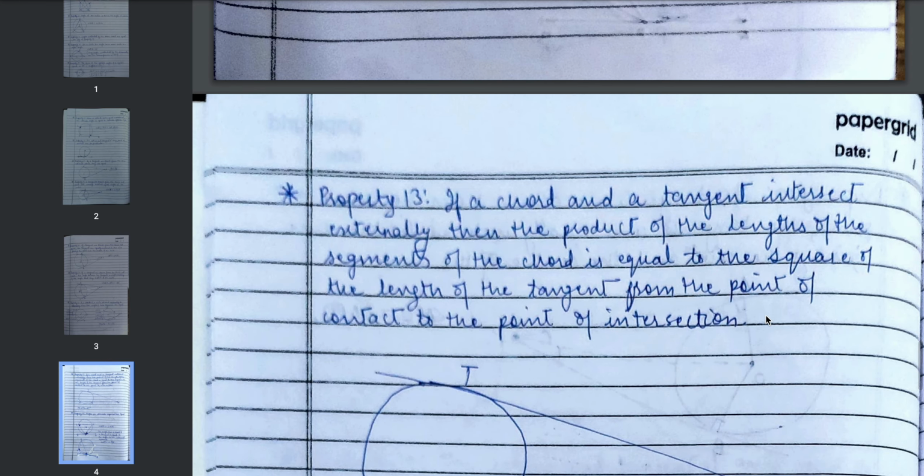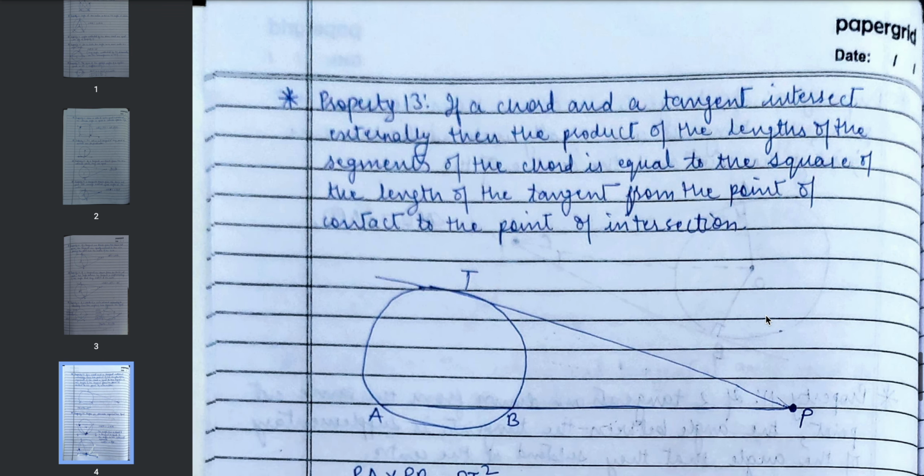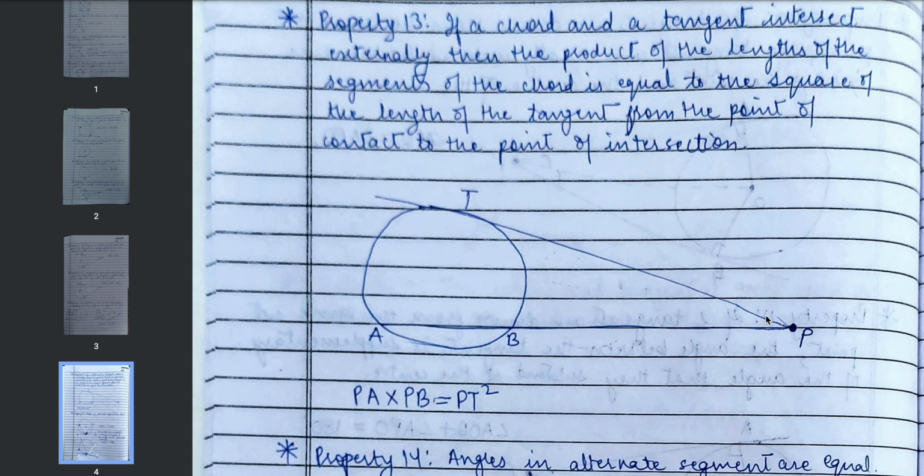The next property is property 13. If a chord and a tangent intersect externally, then the product of the lengths of the segments of the chord is equal to the square of the length of the tangent from the point of contact to the point of intersection. It seems very complicated if we read it like this, so let's look at a diagrammatic representation.